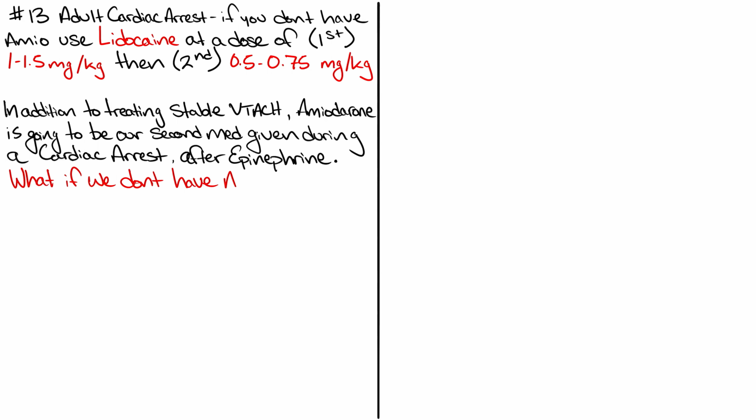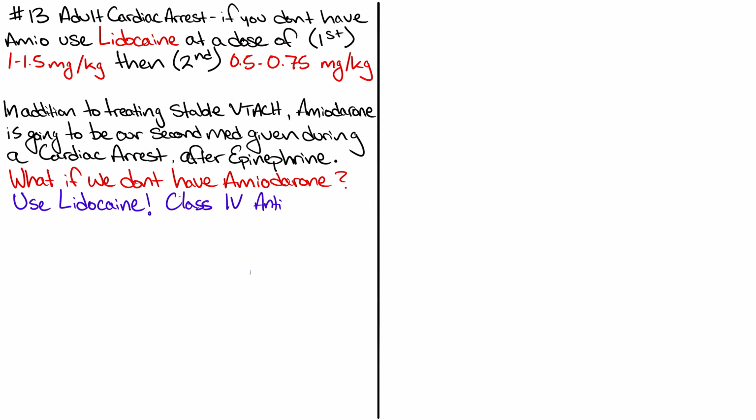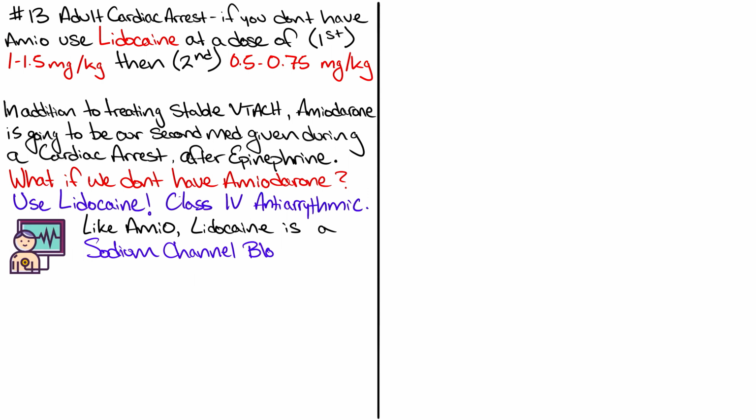But what if we don't have amiodarone? Well, we can substitute in lidocaine. Lidocaine, like amiodarone, is an antiarrhythmic. However, lidocaine is a class 4 antiarrhythmic. Like amiodarone, lidocaine is a sodium channel blocker.